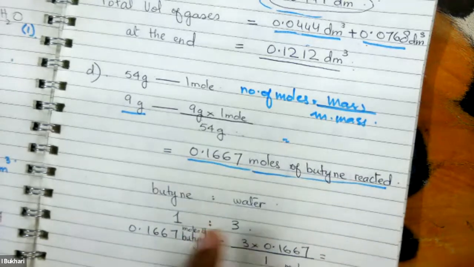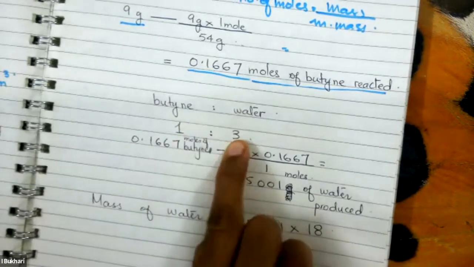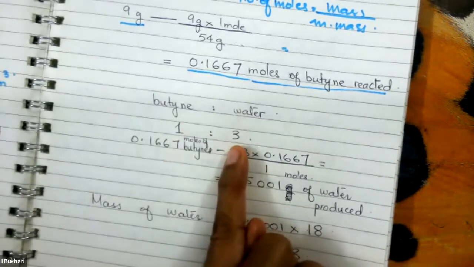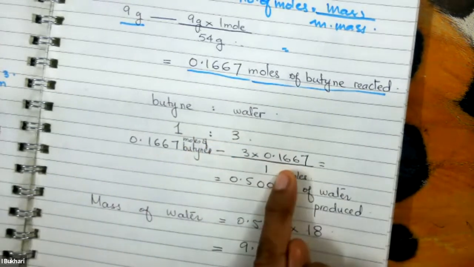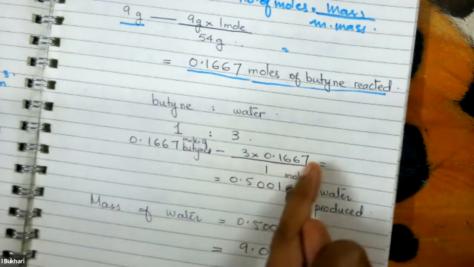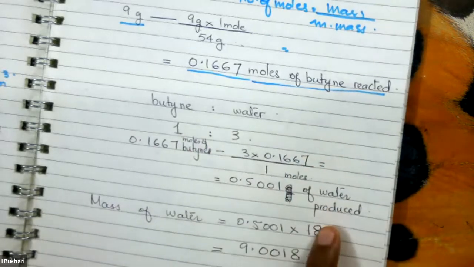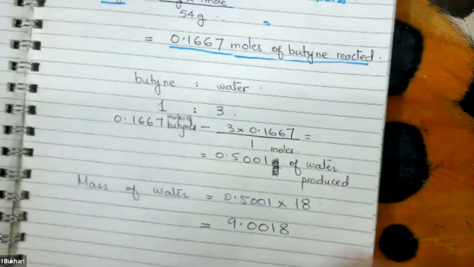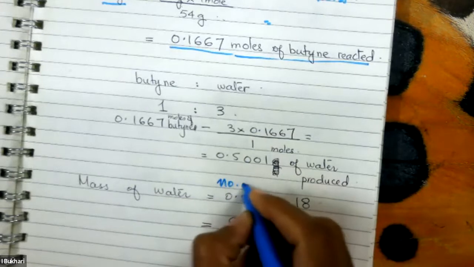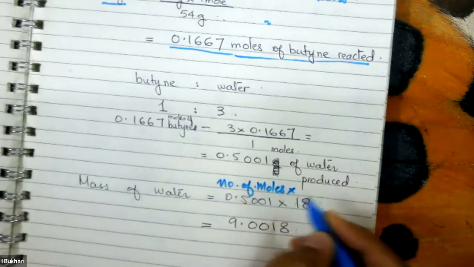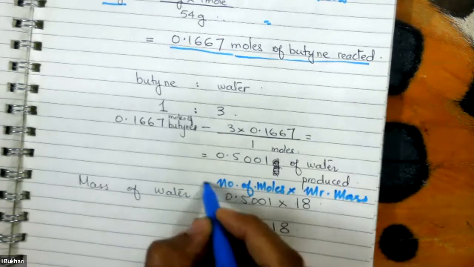Okay, now how many moles of water? Now the ratio comes in. Now we will use the ratio 1:3. For each mole of butane, 3 moles of water. And so 0.1667 moles of butane multiplied by 3. You multiply 3 by 0.1667. The answer that you get will be the moles of water produced. Okay, and so mass, number of moles multiplied by the molecular mass. You can write down the formula if they have allotted 1 mark for that. Number of moles into molecular mass will give you the mass of water.